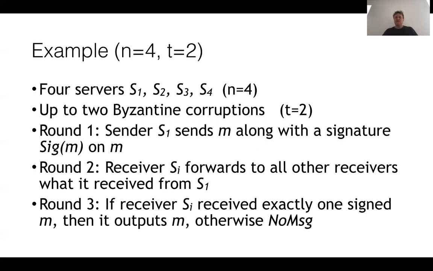So let's try the same protocol. Let's say in the first round, the sender S1 will send M along with the signature to all the other servers. And then in the next round, each of these receivers, S2 up to S4, will forward what they saw to all the other servers. And then in round 3, we say, if I received, in these forwards and in the original message, exactly 1 signed message, I will output that message; otherwise, I will output no message.